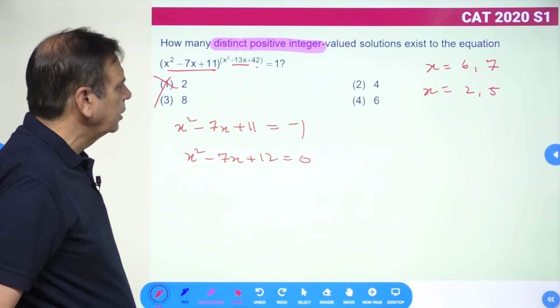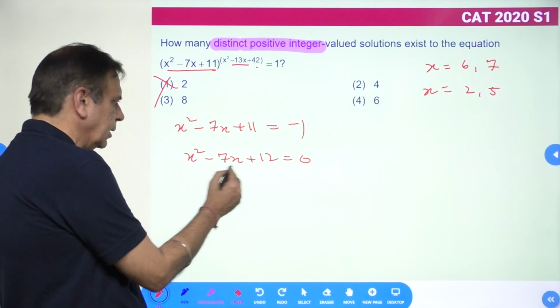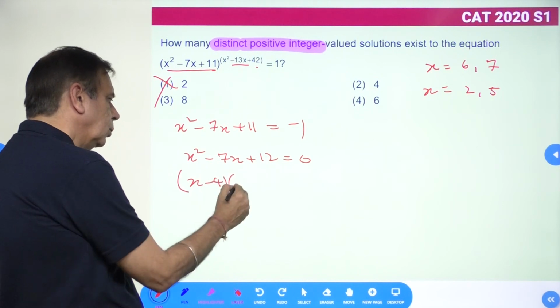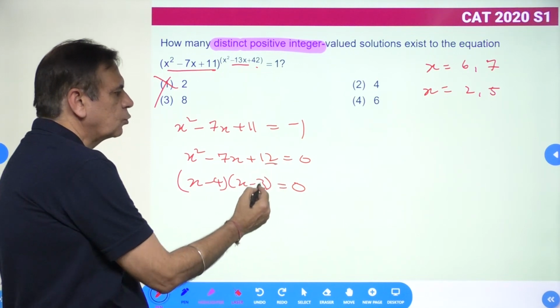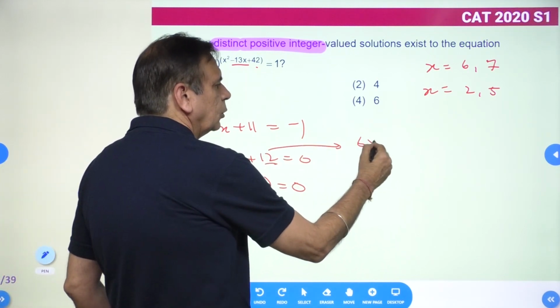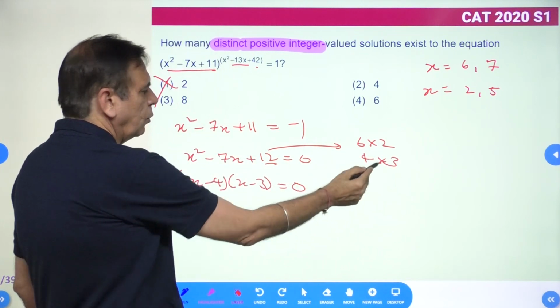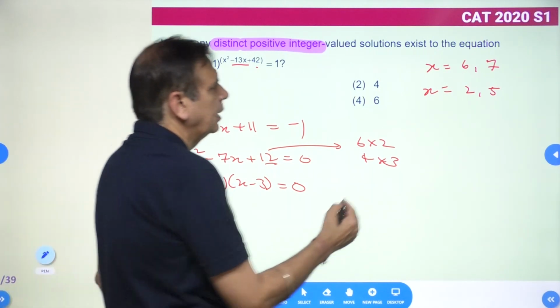Do we have a solution here? x square, okay, 4 3, yeah, 4 3 is 12, 4 plus 3 is 7. So x minus 4 into x minus 3 equal to 0. Product of roots is 12. 12 के क्या factors हो सकते हैं? 6 into 2, 4 into 3. So मैंने यही देखा, 6 plus 2 is 8, नहीं, 4 plus 3 is 7, हाँ, चलो कर देते हैं. So we are getting x equal to 4 and x equal to 3.